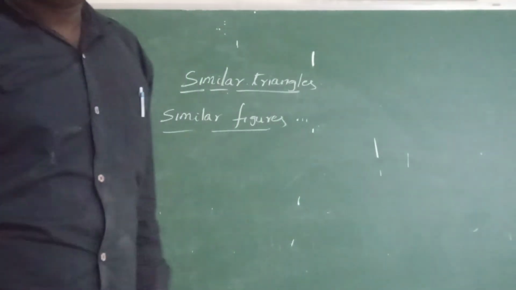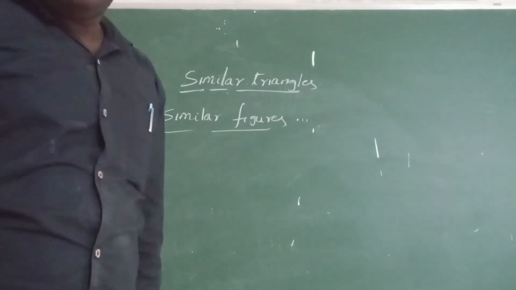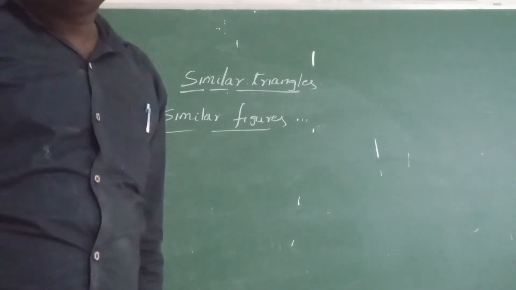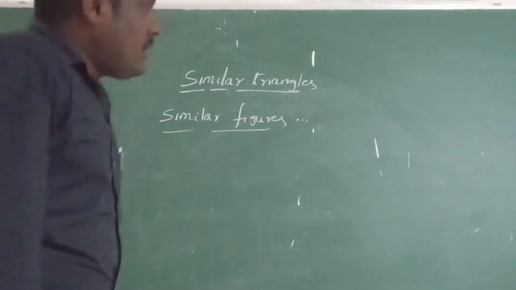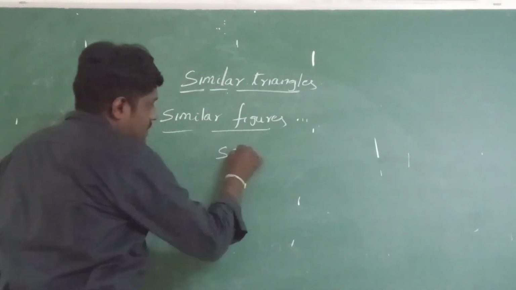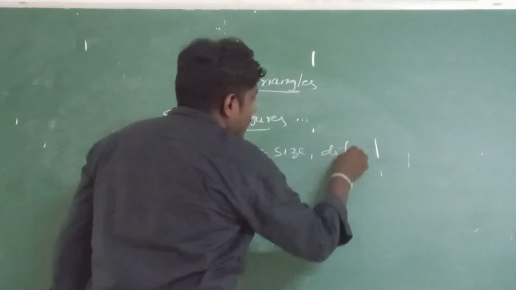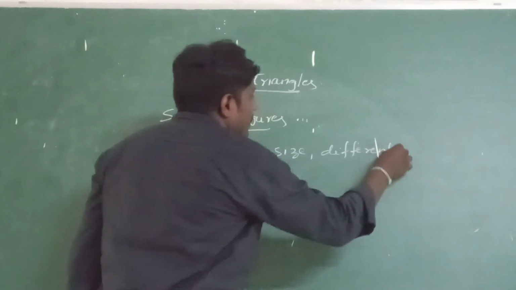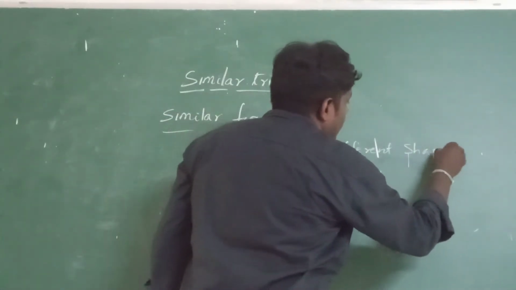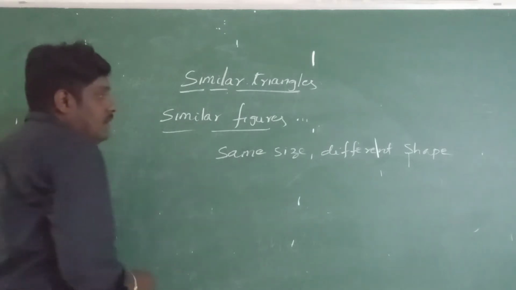Geometric figures having the same shape but different sizes are known as similar figures.